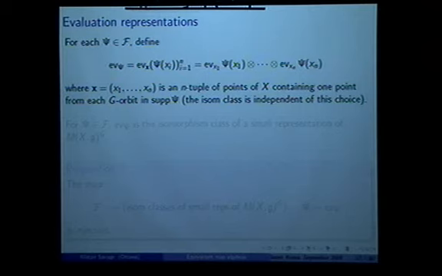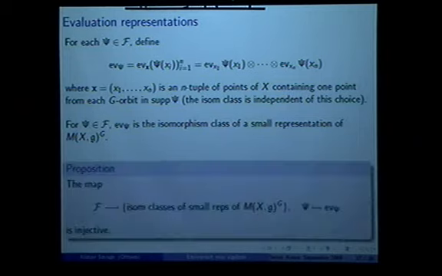And if our function lies in this set F, then this is the isomorphism class of a small representation of our equivariant map algebra. Here we're using the fact that no two points lie in the same orbit, so we know that we get an irreducible representation. And the first thing is that this is an injective map. If you have two different functions and you take the corresponding evaluation representations, then you get different evaluation representations. So this map is injective, and this parameterizes all of the evaluation representations.